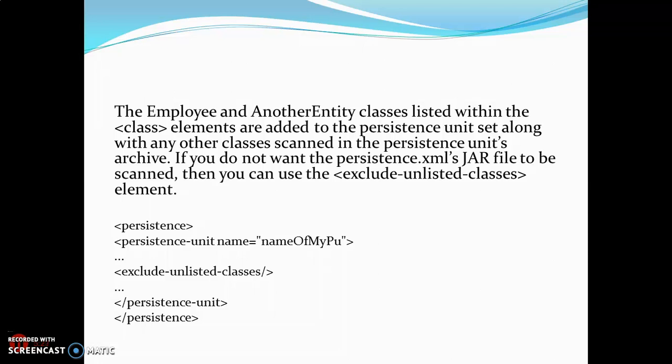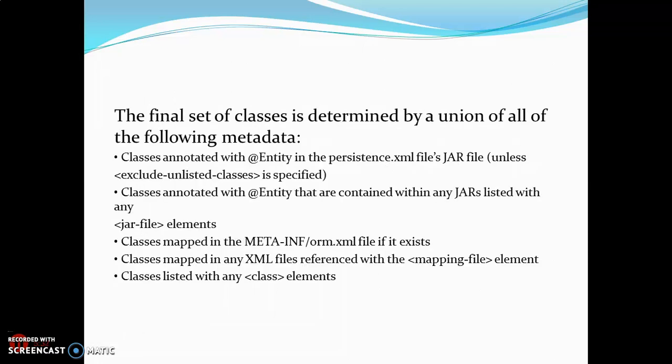Like whenever we are using an employee, let us say there are 5 fields, and if I need to use only 4 and want to exclude one, then we may use exclude-unlisted-classes. So the final set of classes is determined by the union of all the following metadata: classes annotated with @Entity in the persistence.xml file's jar file. Unless exclude-unlisted-classes is specified, classes annotated with @Entity are contained inside any jars listed with any of the jar-file elements.